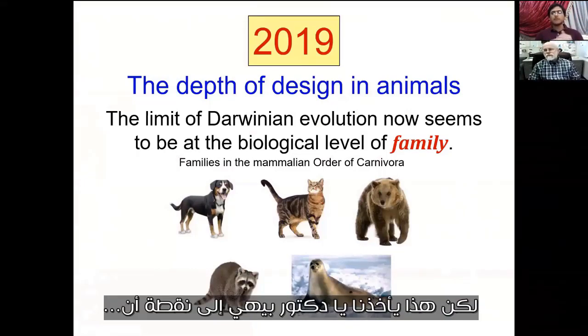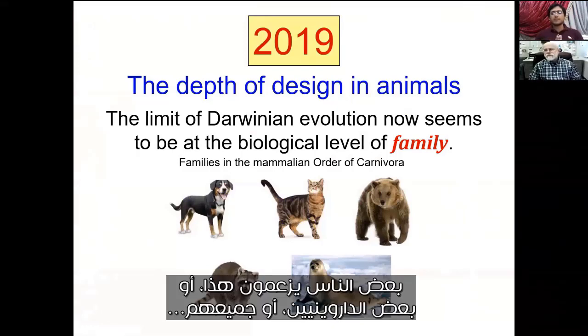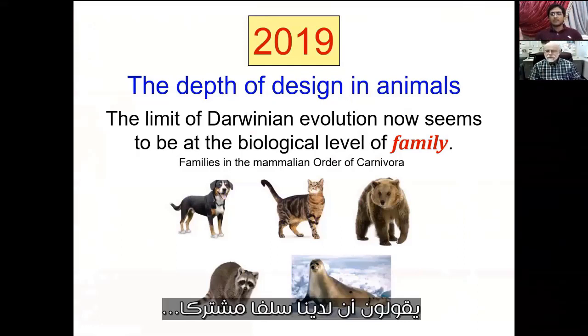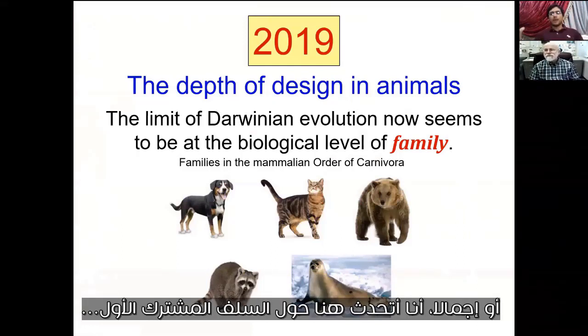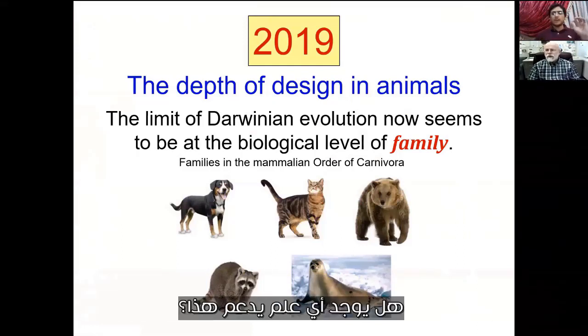But that takes us, like Dr. Behe, to the point that some Darwinists, all of them, say that we have a common ancestor. I'm talking about the first common ancestor. Is there any science that backs that?